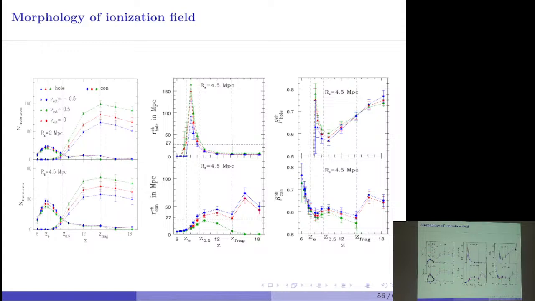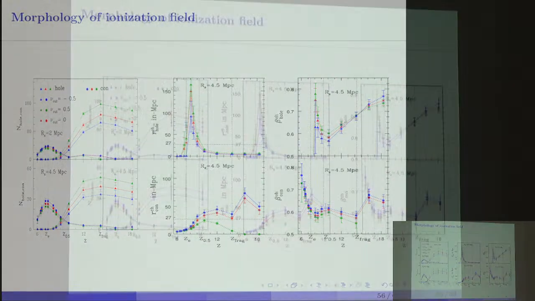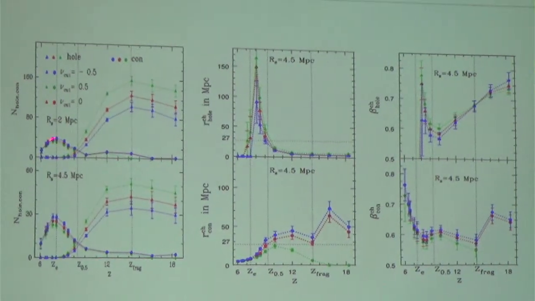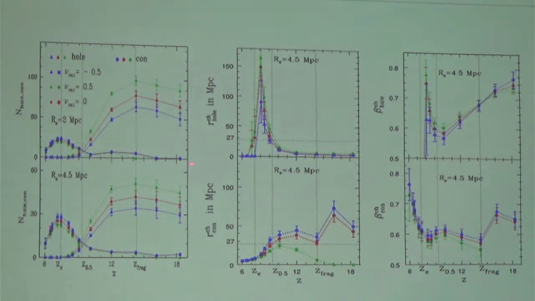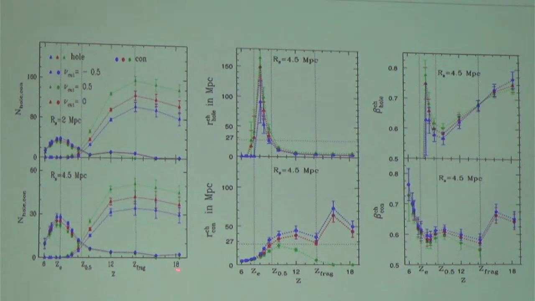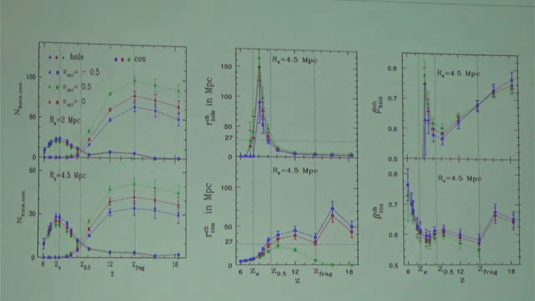Okay, let's look at this one. This is not the full 21 centimeter field. This is the ionization field. Okay, so let's look at the number. What does it say? It says that we are starting at early redshift. There is a certain number of sources which have formed and which are doing the ionizing. So this is the connected region and hole. Let's look at the hole. Okay? So these are triangles.